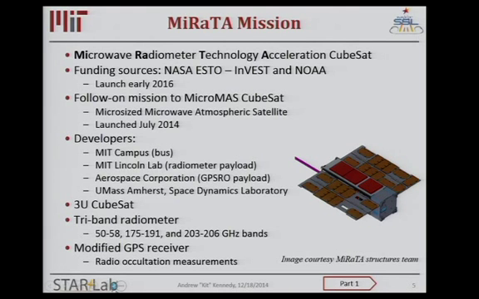So what the MicroMass CubeSat did was it had a rotating radiometer payload that basically scanned Earth below and then looked into deep space. I'm going to use deep space as a kind of calibration target.